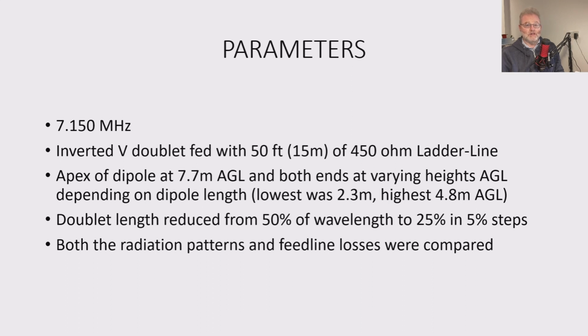And depending on how short it is, at its shortest length the ends of the inverted V are about 4.8 meters above the ground, that's about 15 feet or so. And at its longest length, which will be a full half wavelength, there'll be about 2.3 meters above the ground, which is about 8 feet. So what I've done is reduce the length of the doublet from its usual half wavelength down to about a quarter of a wavelength. And we've looked at both the radiation pattern and also, critically in this case, the feed line loss.